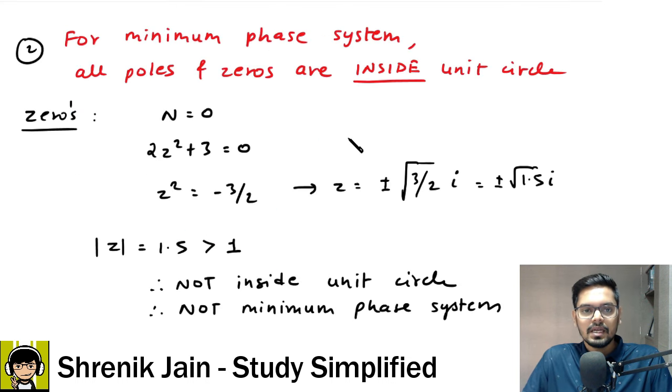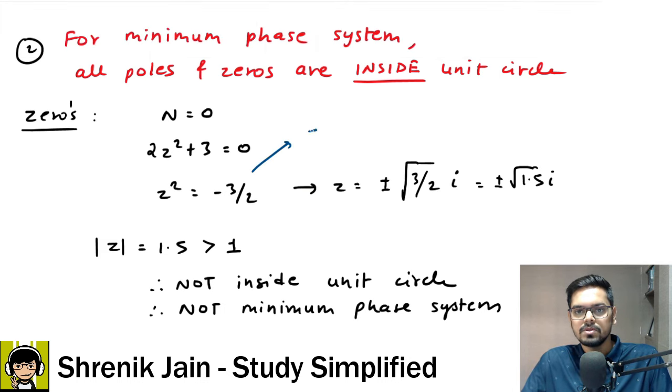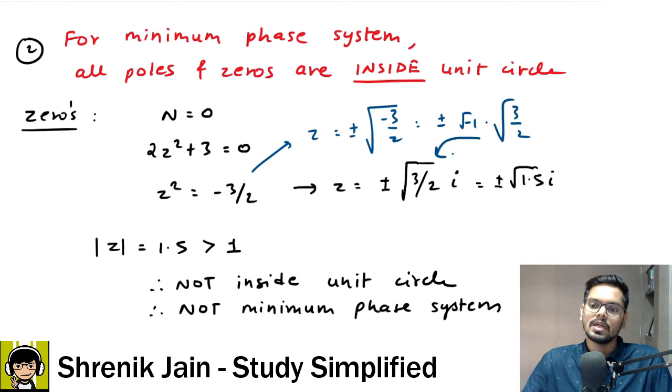So when the numerator is equal to 0, this is what we are getting. z square is equal to minus 3 by 2, and then we are saying z is equal to plus minus root 3 by 2 iota. How come? Because one more step is involved: z is equal to plus minus root of minus 3 by 2, which is plus minus root minus 1 into root 3 by 2, because iota is root minus 1.